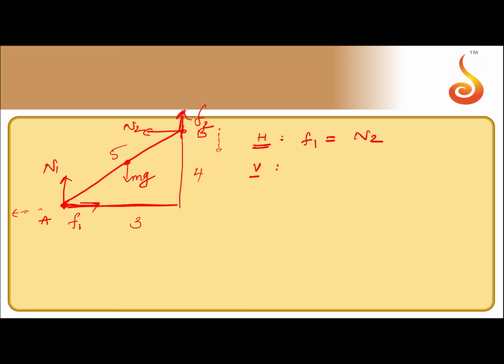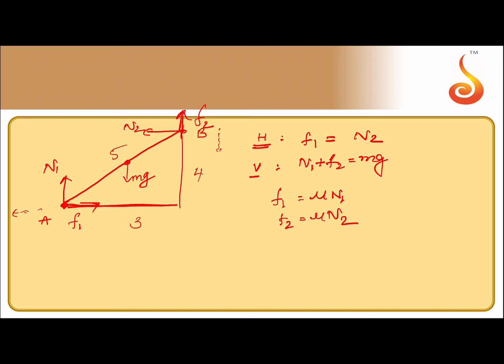And let us consider along the vertical direction. Along vertical direction, what are all the forces? We have N1 plus F2 is equal to mg. And what is F1, by the way? F1 is nothing but mu N1, and F2 is equal to mu N2. So we can substitute these details in the equation and we can get the value of N1 and N2.